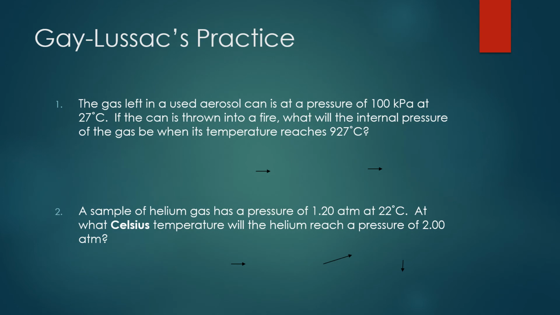So next we're going to do some practice with Gay-Lussac's law. As we've done so far, I'm going to do the first one with you, and I will let you try the second example on your own. So in the first example it says the gas left in a used aerosol can is at a pressure of 100 kilopascals at 27 degrees Celsius. If the can is thrown into a fire, what will the internal pressure of the gas be when its temperature reaches 927 degrees Celsius? So as always, I like to go ahead and make a little chart on the left of the things that I know.